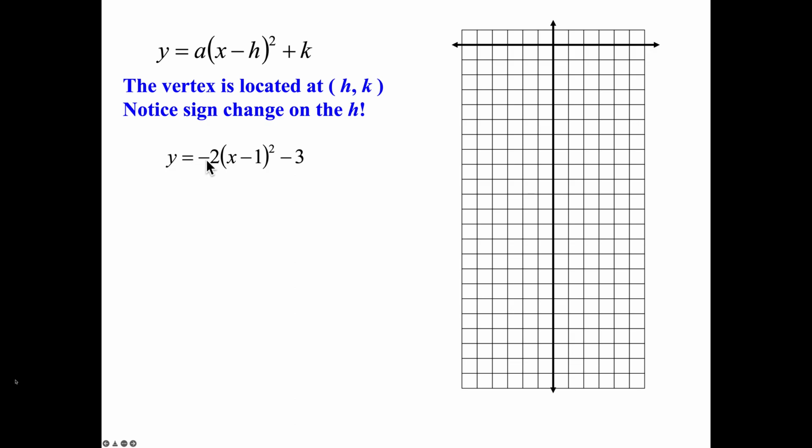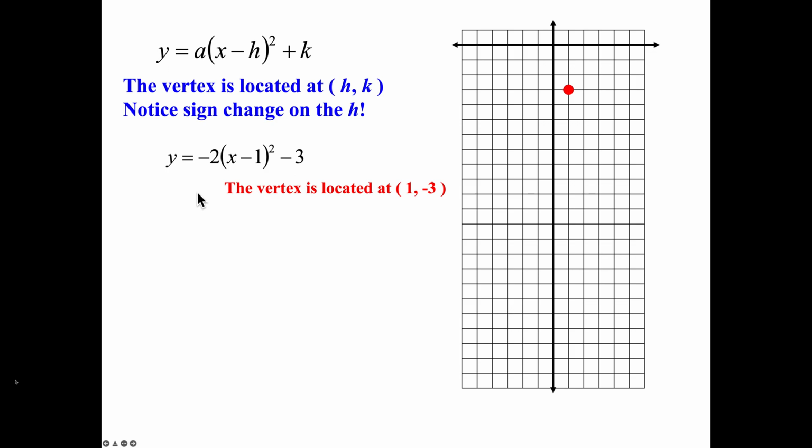So here we have y equals -2 times the binomial (x minus 1) squared minus 3. Don't FOIL this out. Don't distribute the -2. Leave it as is. Your vertex, your starting point, is given. It's right here. x minus 1 equals 0, x equals a positive 1. Sign change. (1, -3) is your vertex. Go plot it.